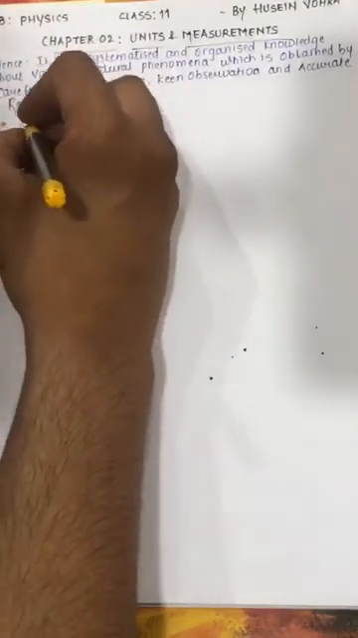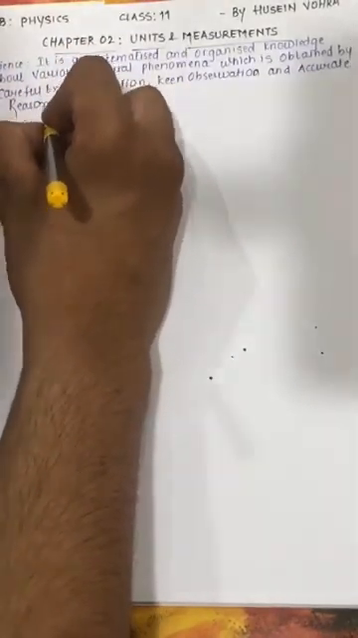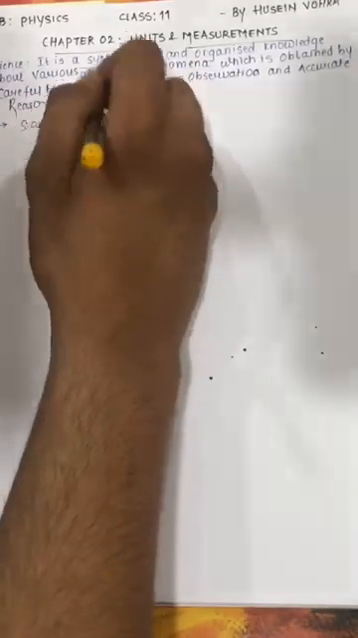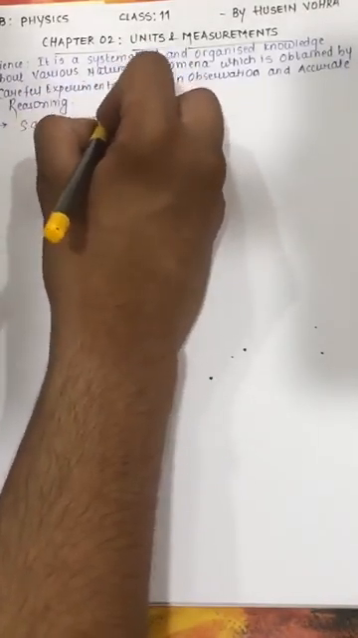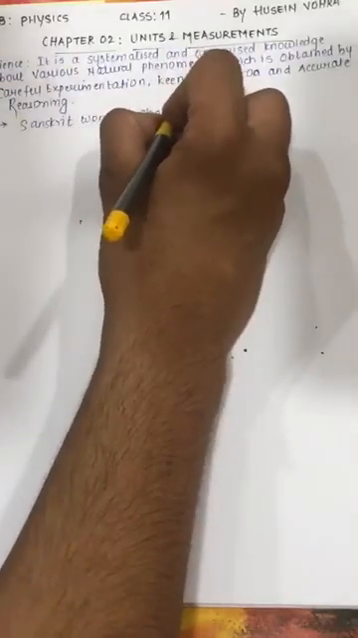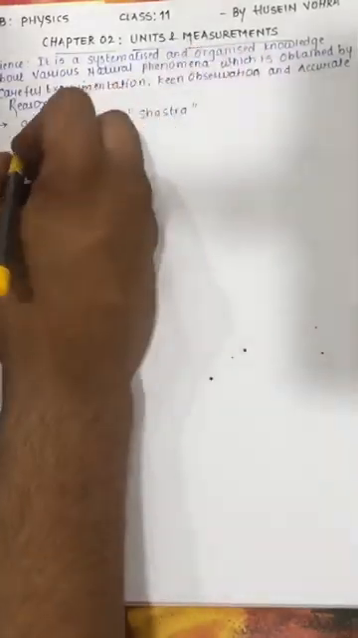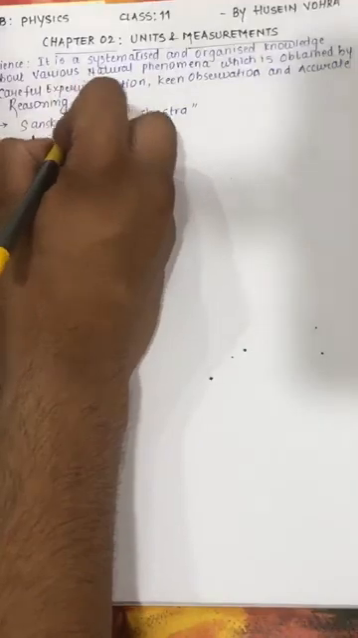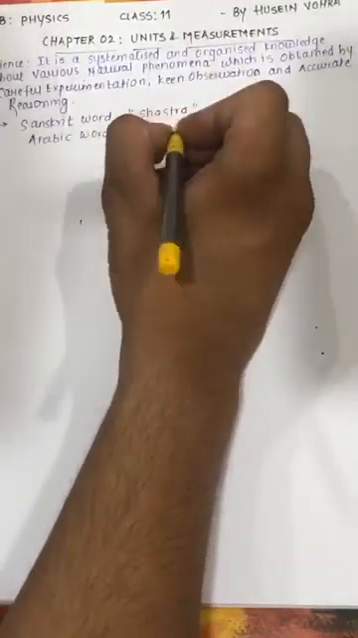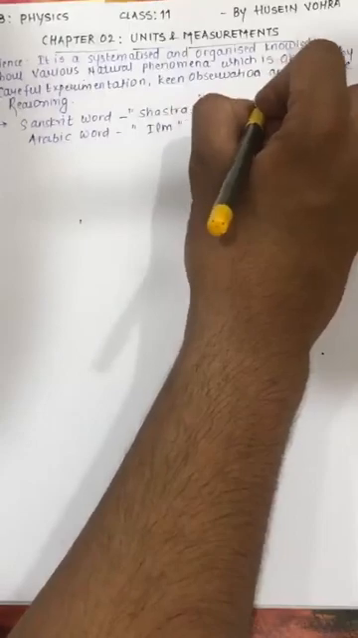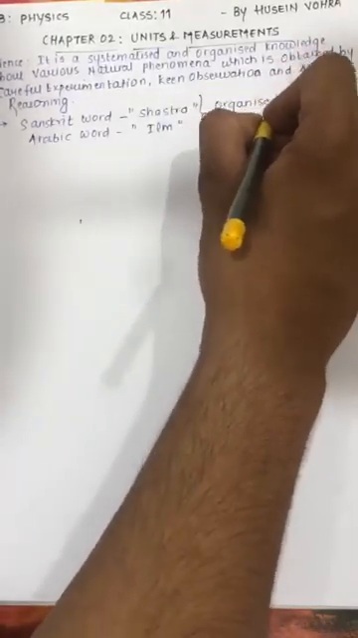Sanskrit word for science is Shastra. Arabic word for science is ilm. Both mean the same, that is organized knowledge.